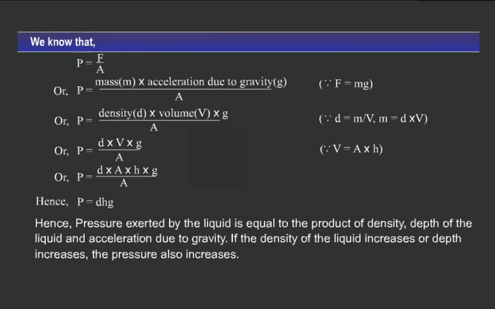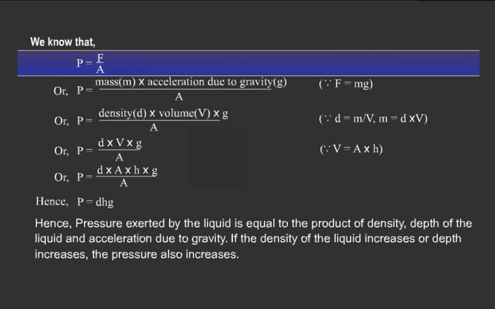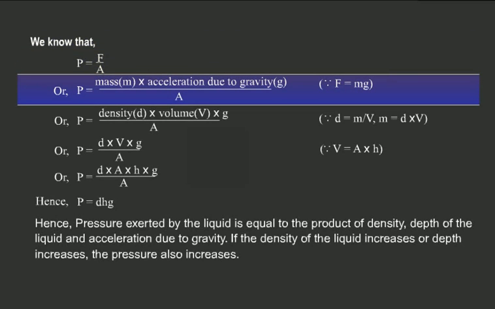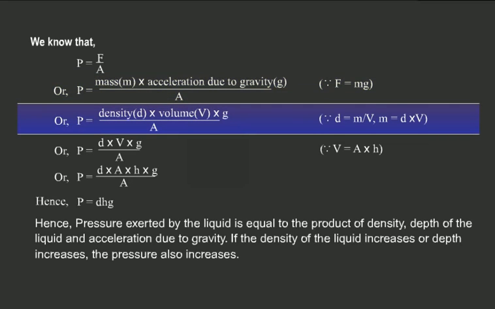We know that pressure is given by pressure equals force by area, or simply pressure is equal to mass into acceleration due to gravity by A, or the area, since force is equal to the product of mass and acceleration due to gravity. Or simply we can also write pressure is equal to density into volume into acceleration due to gravity divided by area.